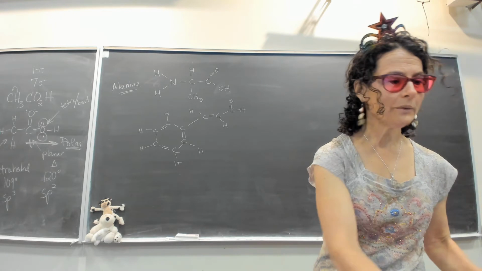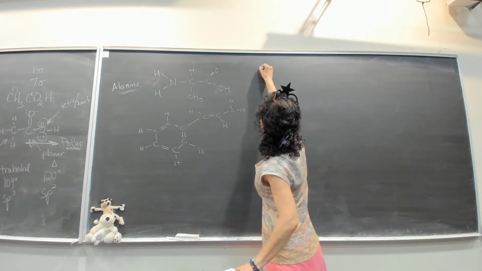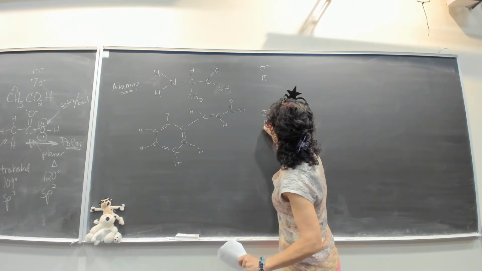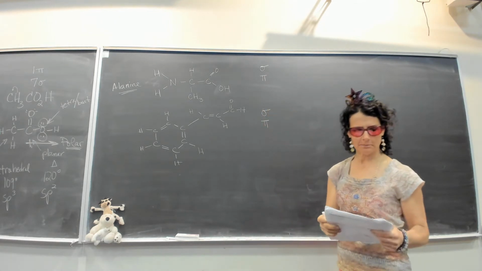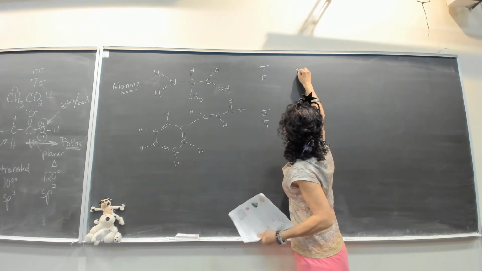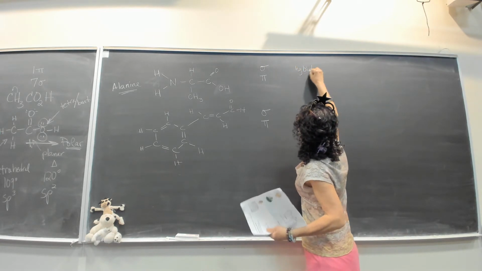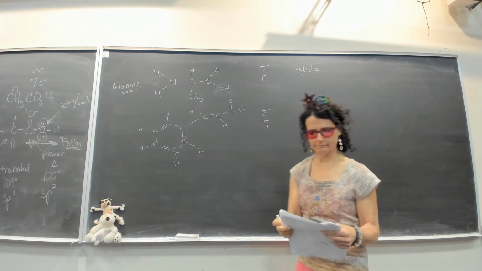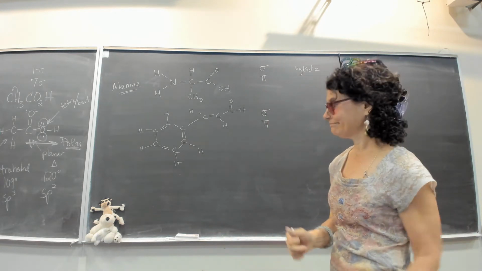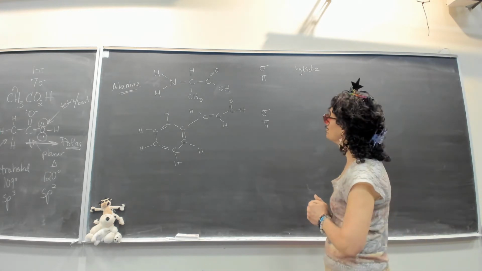All right, what we are doing is sigma and pi bonds. Just talking, so you guys can do your sigma and pi bonds. And then we're going to do hybridizations. And then we're going to look at polarity, because Mama Polar Bear's over here to help us.